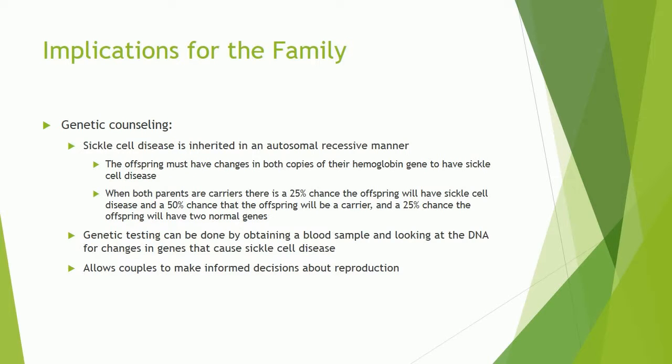Genetic counseling can also be beneficial for families affected by sickle cell disease. Sickle cell disease is inherited in an autosomal recessive manner. The offspring must have changes in both copies of their hemoglobin gene to have sickle cell disease. When both parents are carriers, there is a 25% chance the offspring will have sickle cell disease, a 50% chance that the offspring will be a carrier, and a 25% chance the offspring will have 2 normal genes.